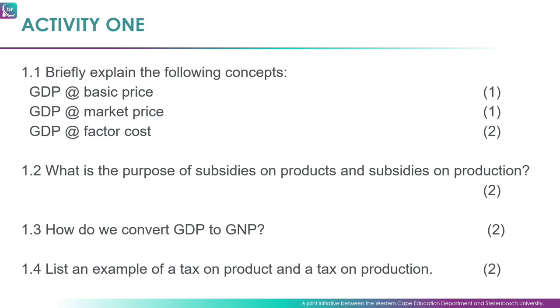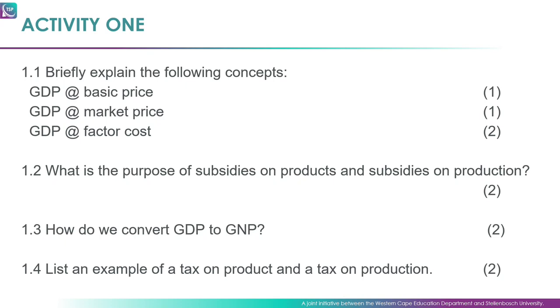1.1 says, briefly explain the following concepts. It says briefly. Now please look at your mark allocation. GDP at basic price, it is only for 1 mark. So you can just write a word or two. The same for GDP at market price.